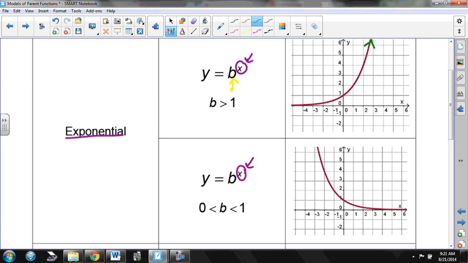If the base value is between 0 and 1, you're repeatedly multiplying by a value between 0 and 1. So the values are going to get smaller and smaller and smaller.